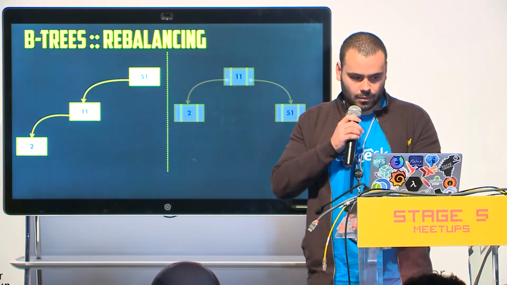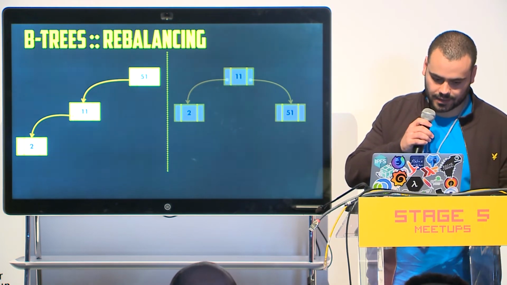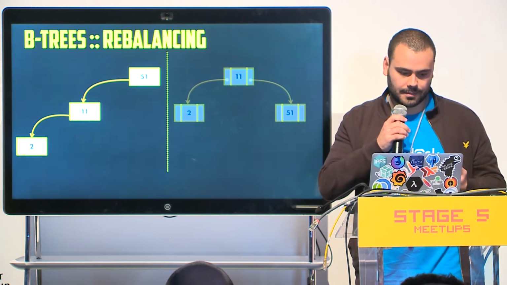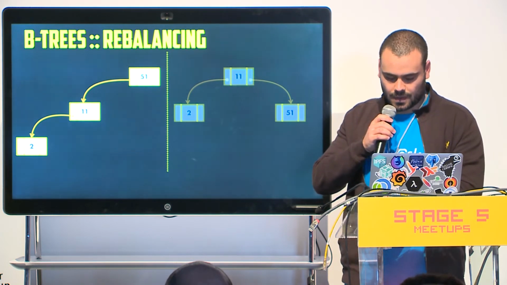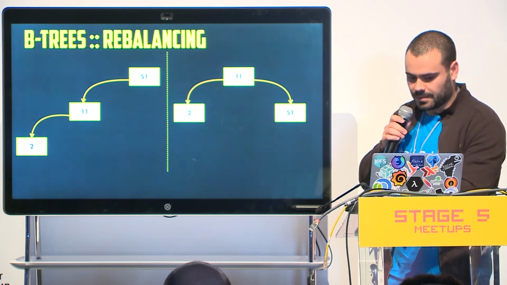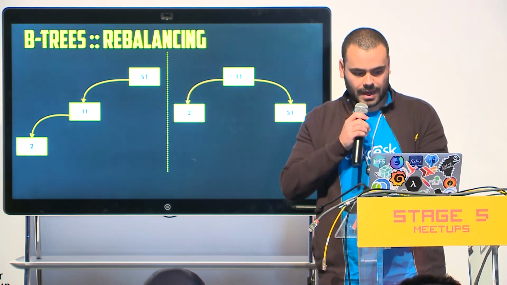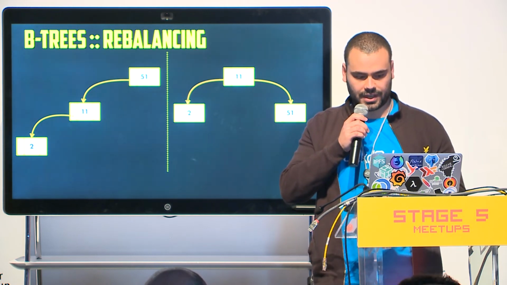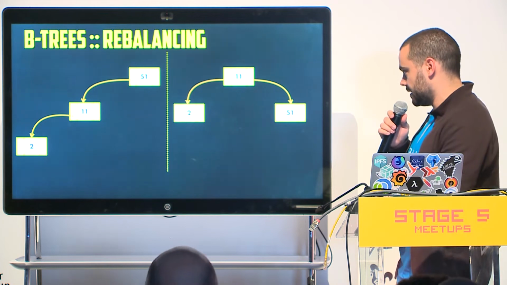So one property of B-trees is that they are balanced, and in order to keep a tree balanced, we must perform rotations. So on the left we have an unbalanced B-tree after adding the node 2, and on the right we have our tree after a rotation, and as you can see, the maximum depth of the tree has decreased.